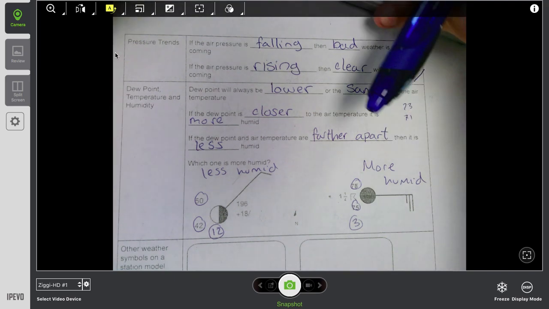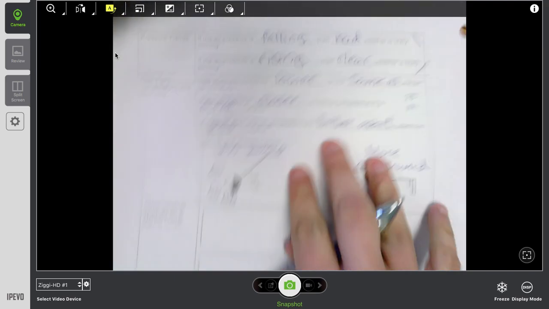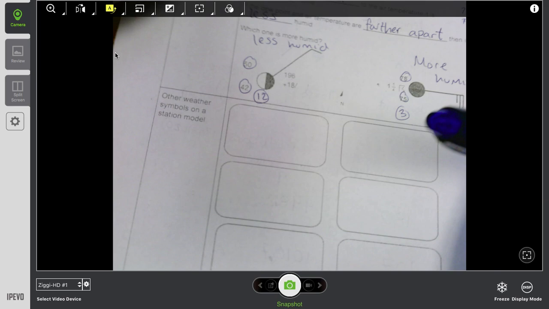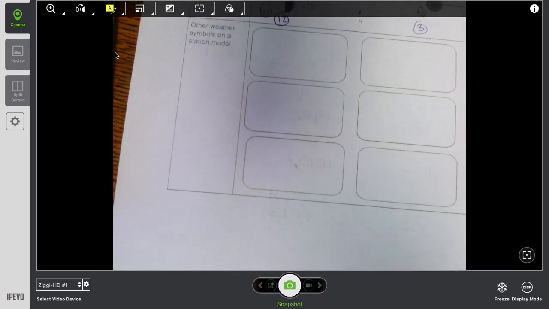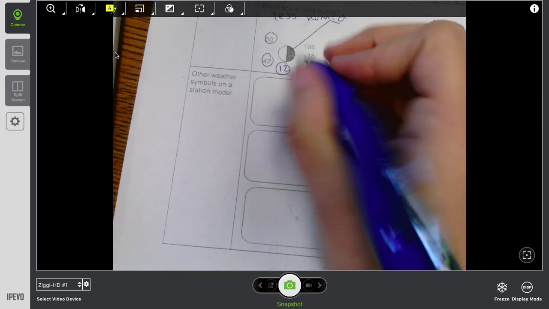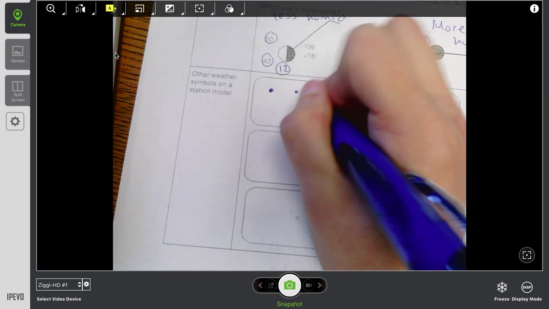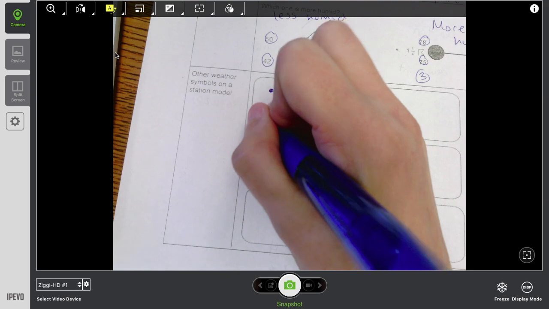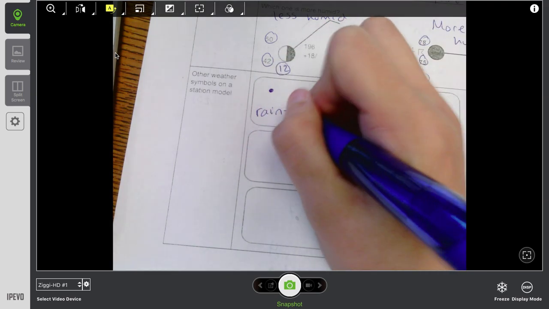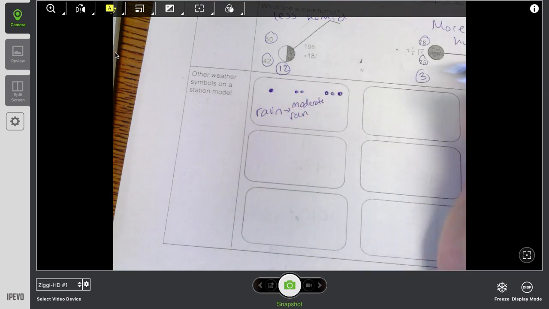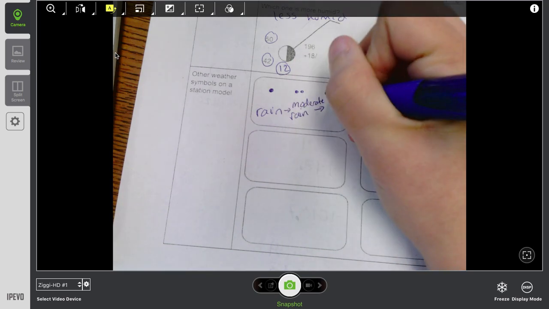All right. And last but certainly not least, let's go over some other important symbols that you might see either in the middle, in the circle of your station model, or to the side where precipitation is. Our first one are going to be dots. They can either come in 1, 2, or 3. Having 1 dot means it's raining. 2 dots means moderate rain. And then 3 dots is going to be heavy rain.